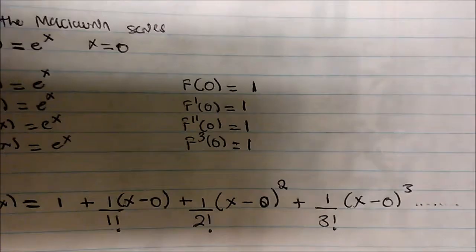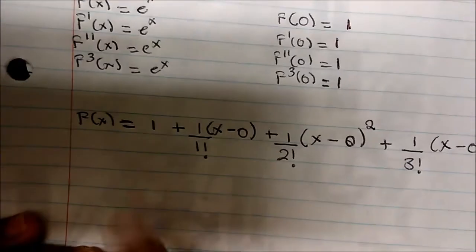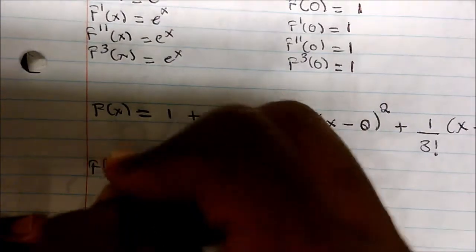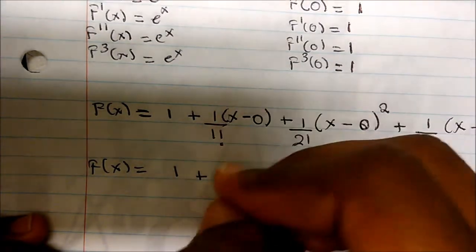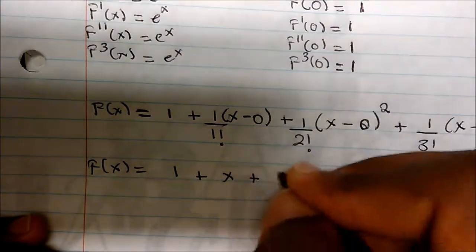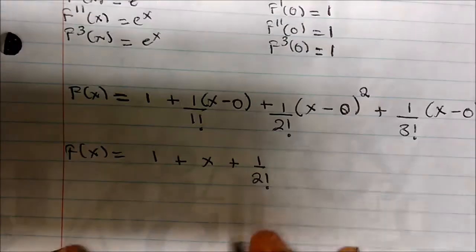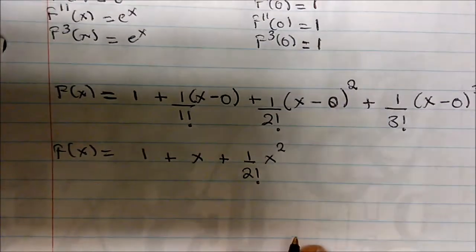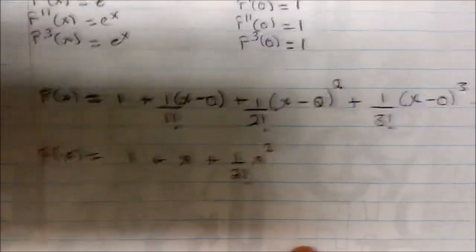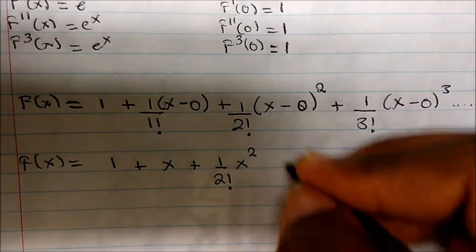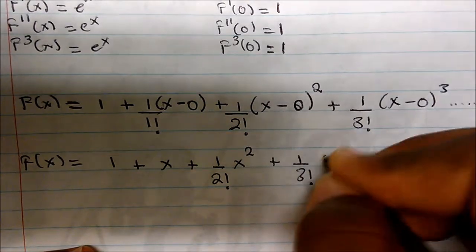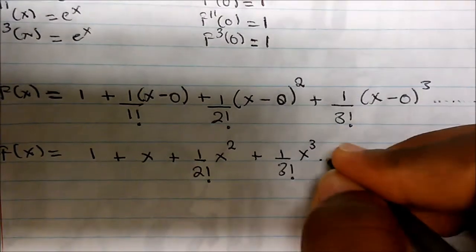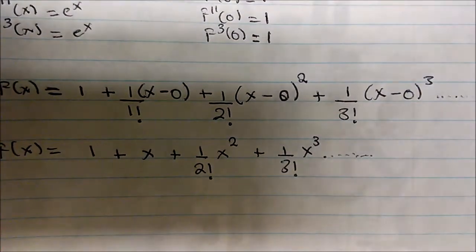To simplify this a little bit more, we could say this is 1 plus, well, 1 factorial is 1, so this is 1 plus x plus 1 over 2 factorial x squared, plus 1 over 3 factorial x cubed. And we could go on and on.